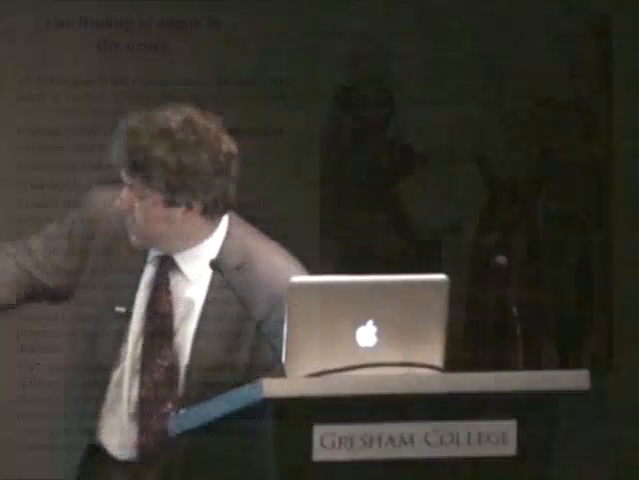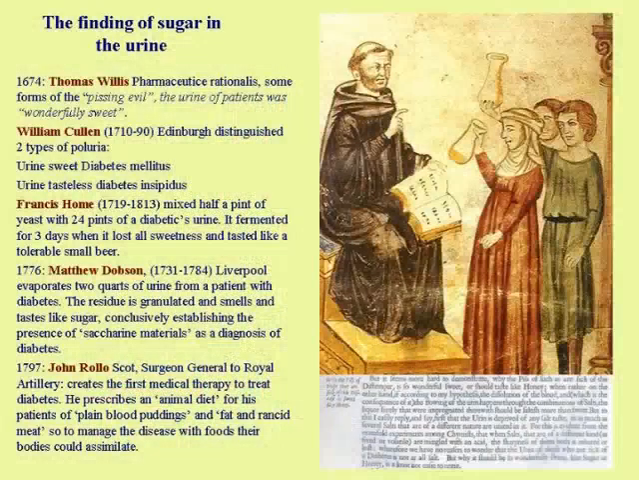Now, the finding of sugar in the urine, as we mentioned before, Thomas Willis, and this is actually the original here where he describes it as mellitus. Unfortunately, it's very faded, but it will come out in the handout. William Cullen of Edinburgh distinguishes two types of polyuria, the sweet one, diabetes mellitus, and the tasteless one, which is diabetes insipidus, which is a completely different disease. And a number of people come up.